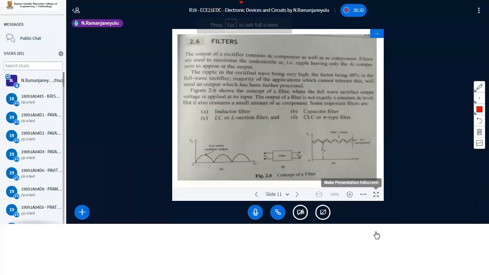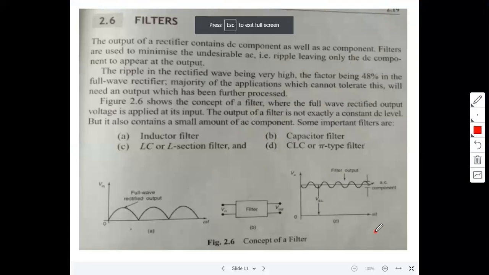Now bridge rectifier parameters. Okay, almost same as center tap transformer full wave rectifier parameters, except transformer utilization factor and peak inverse voltage. Remaining all are same as center tap full wave rectifier, and full wave rectifier problems.